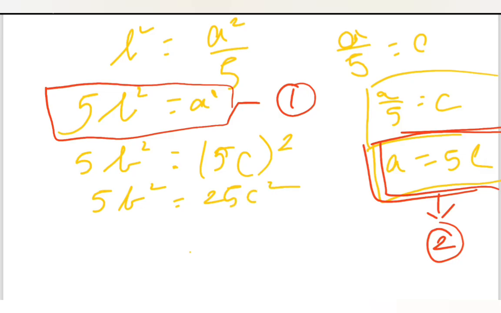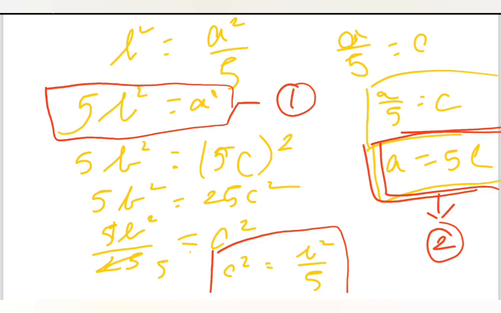Is it right? Now we are taking 25 to the LHS, so it comes in division. B square by 25 is equal to c square. So 5 fives are 25... so c square is equal to b square by 5. This is the third equation. So from the third equation I am just erasing it, so please note it down.